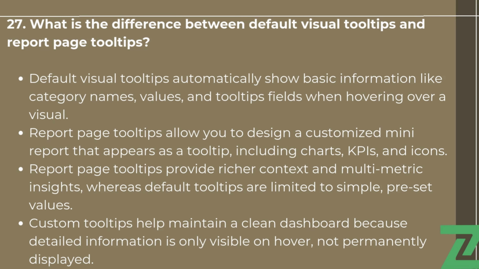27th question. What is the difference between default visual tooltips and report page tooltips? Default visual tooltips automatically show basic information like category names, values, and tooltips fields when hovering over a visual. Report page tooltips allow you to design a customized mini-report that appears as a tooltip, including charts, KPIs, and icons.